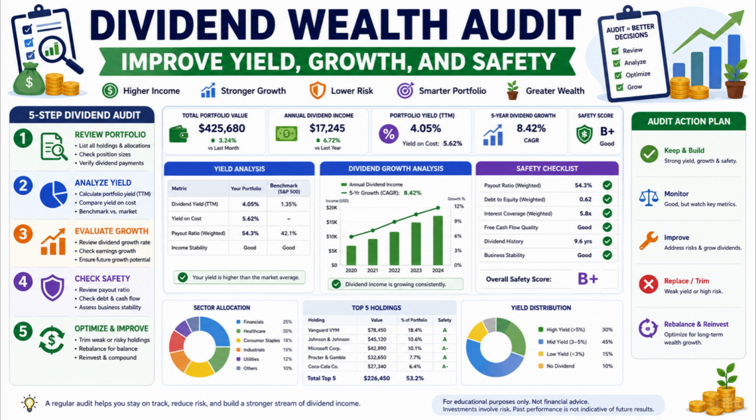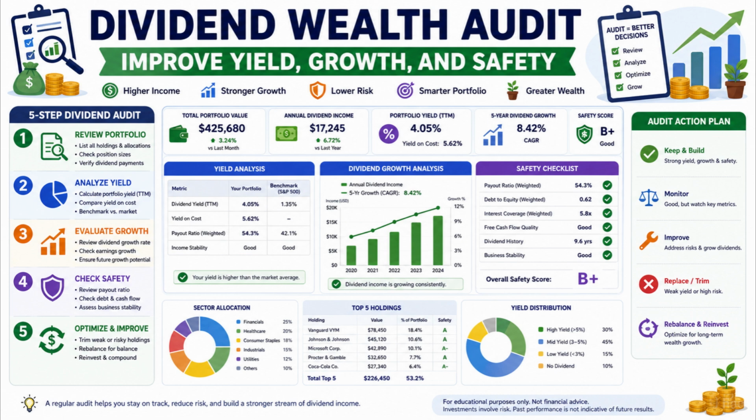Similarly, examine free cash flow because dividends are ultimately paid with cash. A company may report accounting profits while still producing weak cash flow. Therefore, strong and recurring free cash flow is often a valuable sign of dividend sustainability.